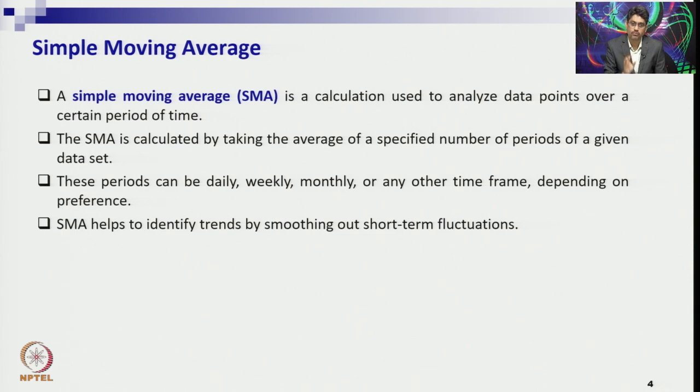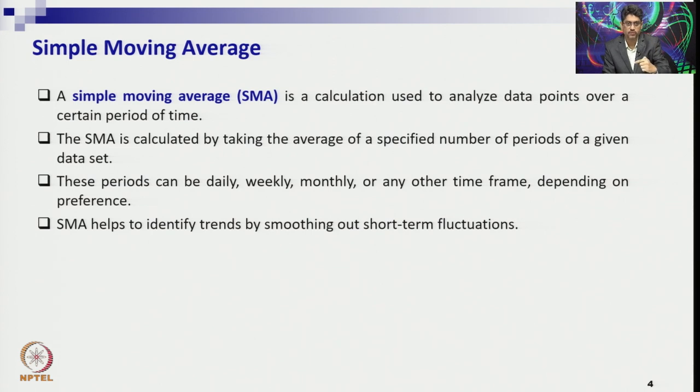Simple moving average is the easiest moving average technique among those available in the literature. So in simple moving average, what do we do? Suppose you have a data set. You take a couple of initial data points, say 3 periods, 4 periods, 7 periods or 10 periods, and you fix it. Then you take that average. Suppose you have taken a 7 day average, so you take the 7 day average. That first 7 day average becomes the forecast for the 8th period.